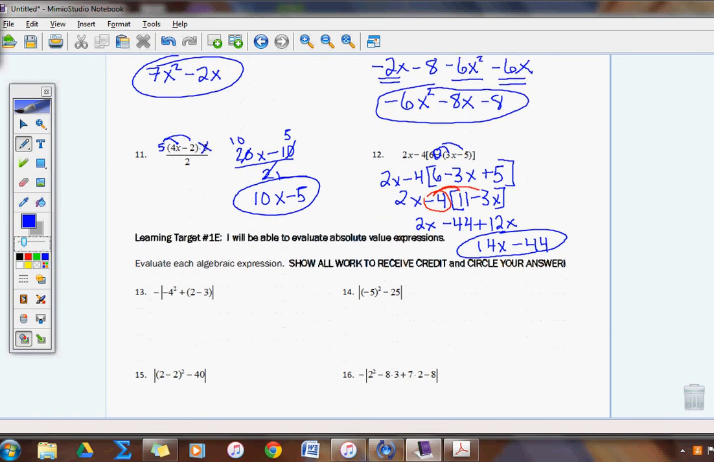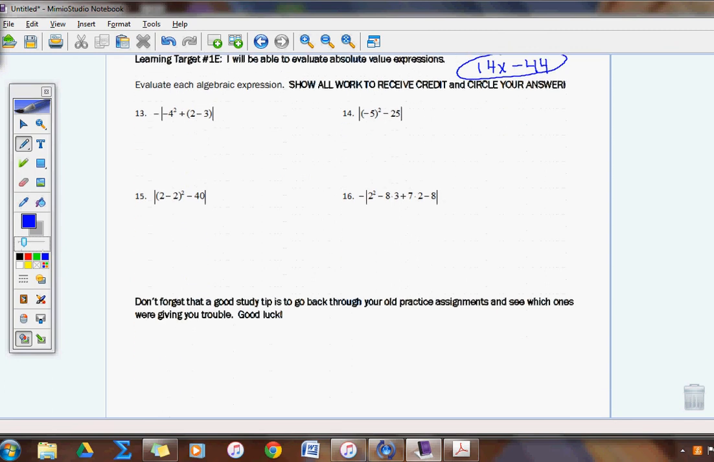Hopefully that helped. One more learning target to talk about here, the absolute value, which we know is basically just distance from 0 on a number line. So when we look here, we got to work on the inside first. All right, so here I go. I'm going to do the opposite of 4 squared. I'm not even going to do that yet. Plus 2 minus 3 is negative 1. So I'm doing what I'm supposed to do inside the parentheses first.